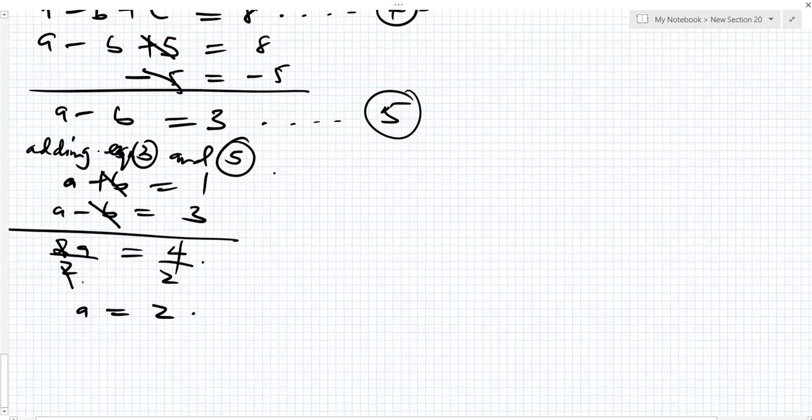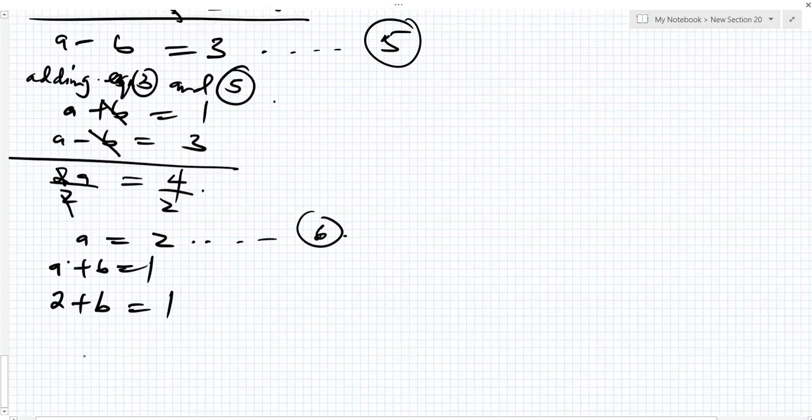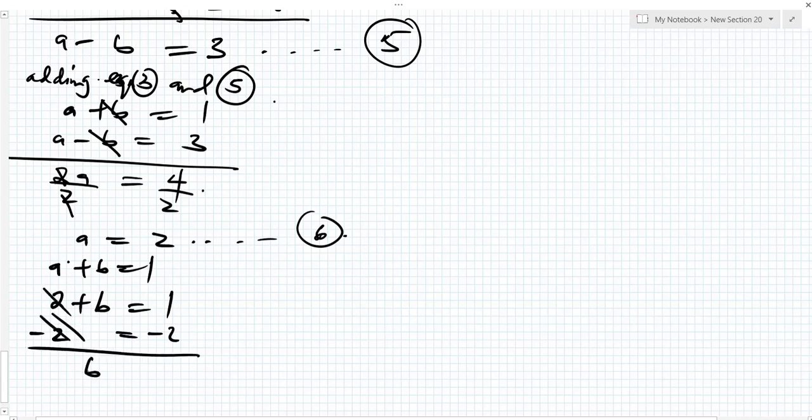Now, since a is equal to 2, let me call this equation 6. Substituting a equal to 2 into equation 3, you have a plus b is equal to 1. That is, this is equation 3. So wherever you see a, you replace it with 2. So you have 2 plus b equal to 1. So if you add minus 2 to both sides, this will cancel this. At the left hand side, you are left with b. On the right hand side, 1 minus 2 will give you minus 1.